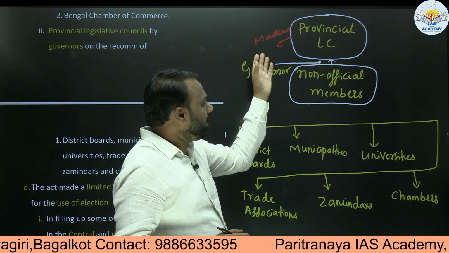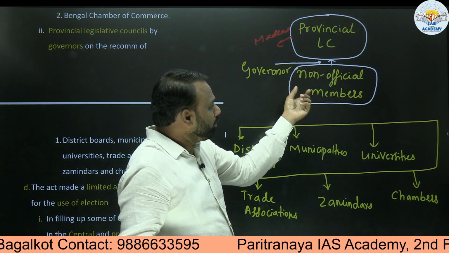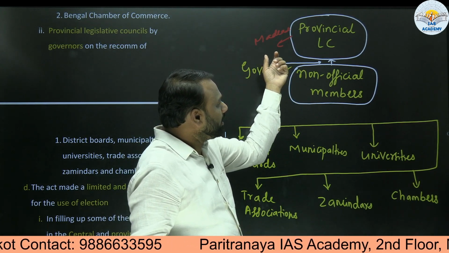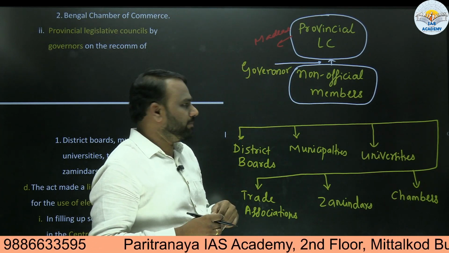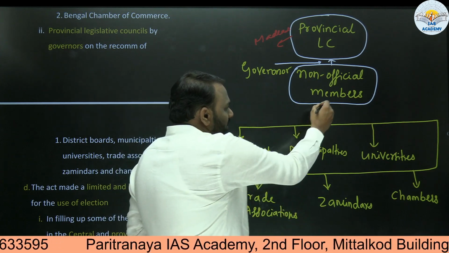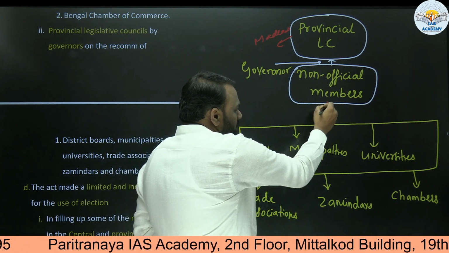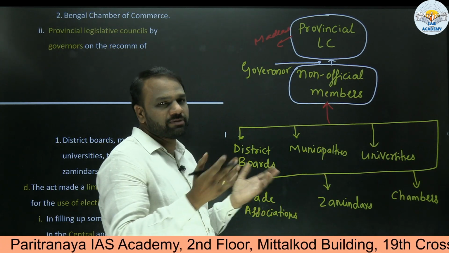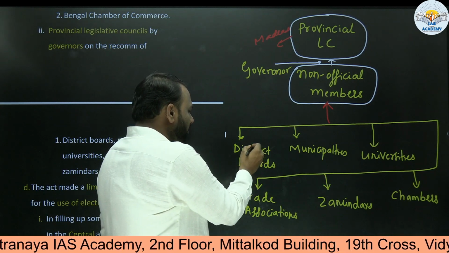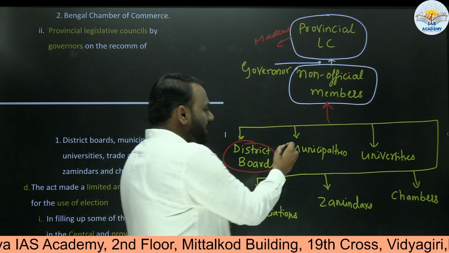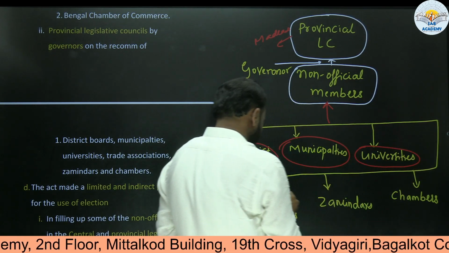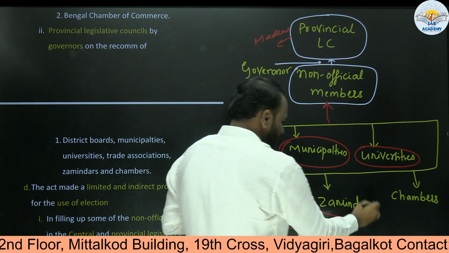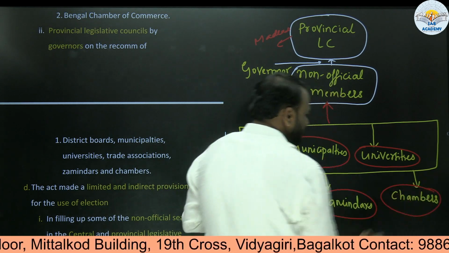Similarly, the governor of Bombay will appoint few non-official members to what? Bombay Provincial Legislative Council. So here I have taken Madras as an example. So while nominating, from where will these members come? These members will be representing various bodies. So few will come from district boards, few will come from municipalities, few from universities, trade associations, zamindars, and chambers.